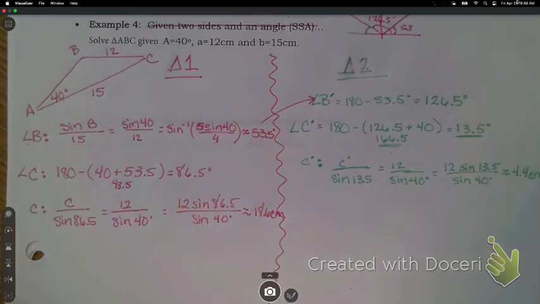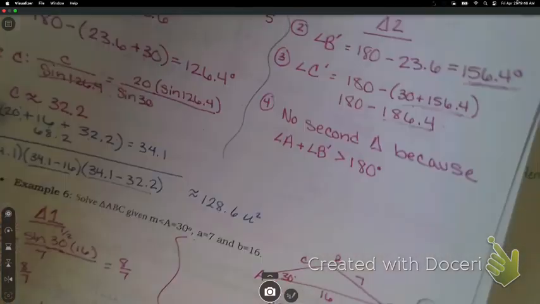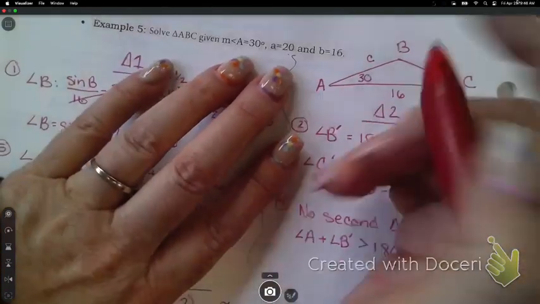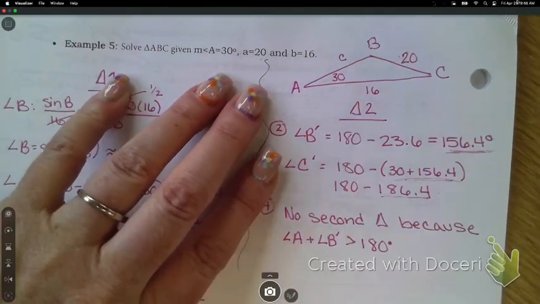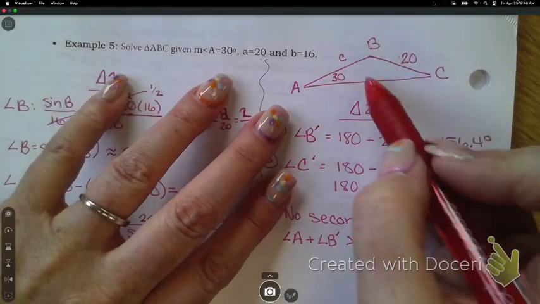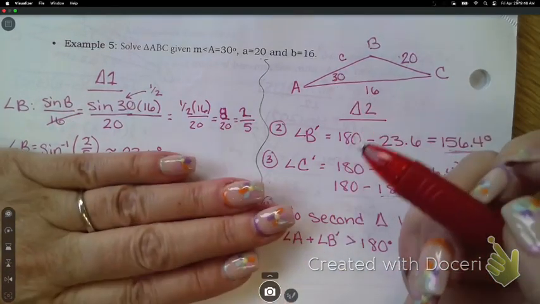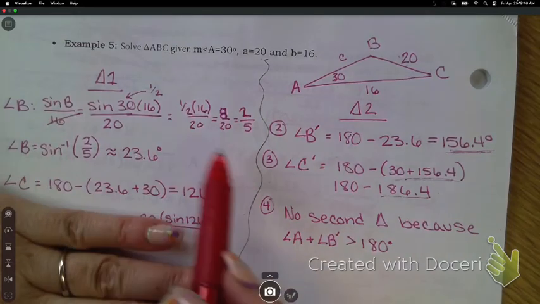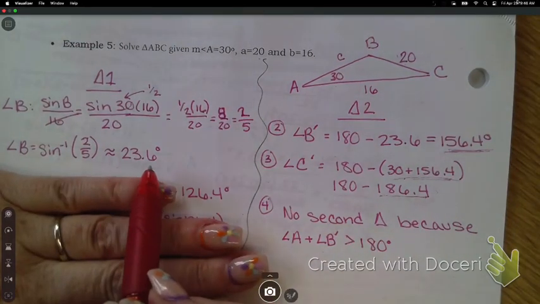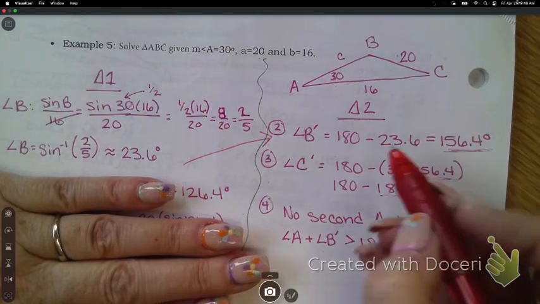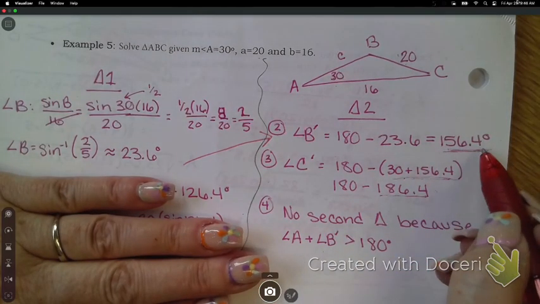We aren't going to have time to finish another one, but I wanted to show you the back too. So, the back one, if you look at the top, here's my picture. I have law of sines given an acute angle, yes? Yes. So I went through and I found B. Okay, so it's 23.6. So then I brought it over here and I found 156.4.